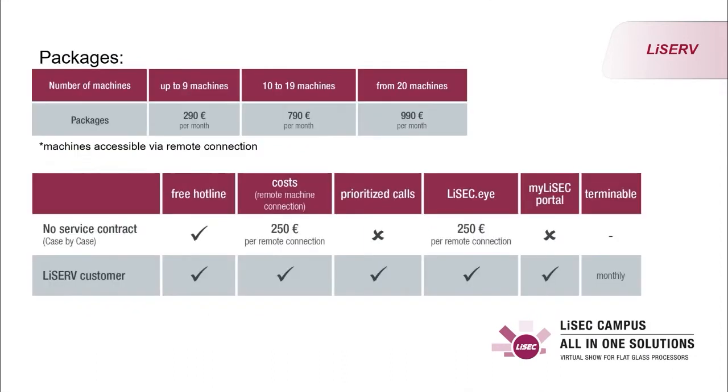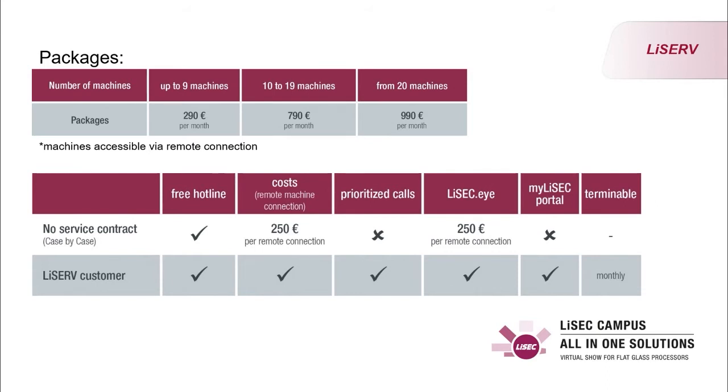But let's get down to the costs. This is probably the interesting point for you. We have now 3 packages. Before, it was calculated on the whole machinery pack, which machine you would like to add and so on. It was very difficult, but now we made it quite simple. So if you have, for example, up to 9 machines, you pay only 290 euros a month.